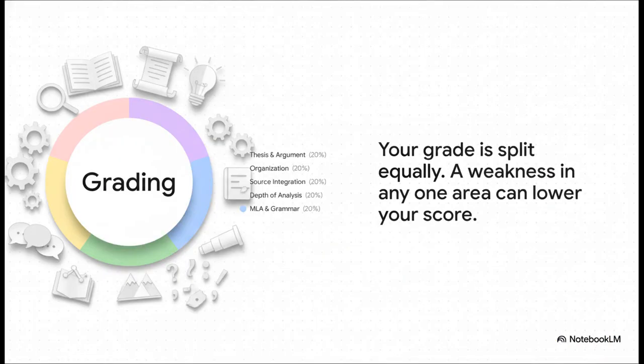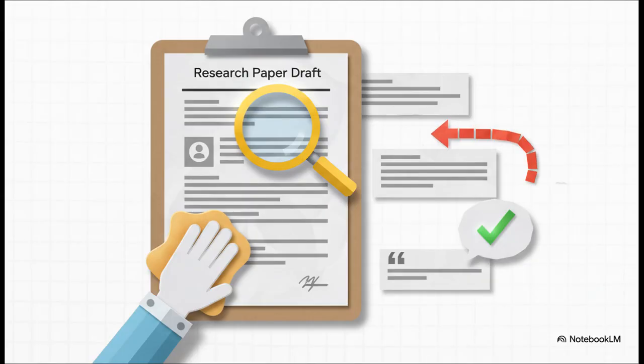Now, take a look at this. This is how the paper is actually evaluated. Your grade is split equally across 5 different categories: your thesis, your organization, how you use your sources, the depth of your analysis, and your formatting and grammar. Each one is worth a full 20 points. What does that mean? It means that sloppy MLA formatting can hurt your grade just as much as a weak argument. Everything matters here. So, before you even think about hitting that submit button, run through this final checklist.